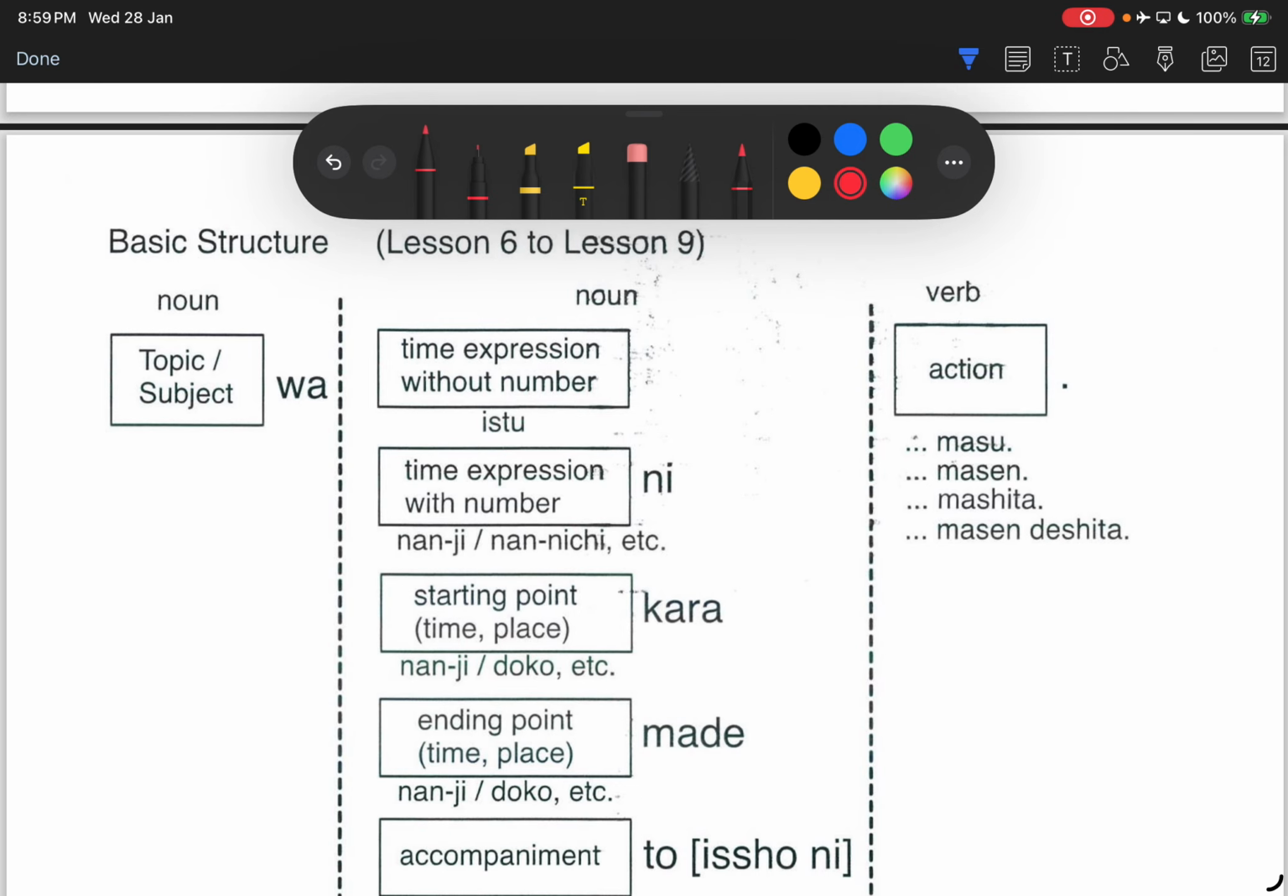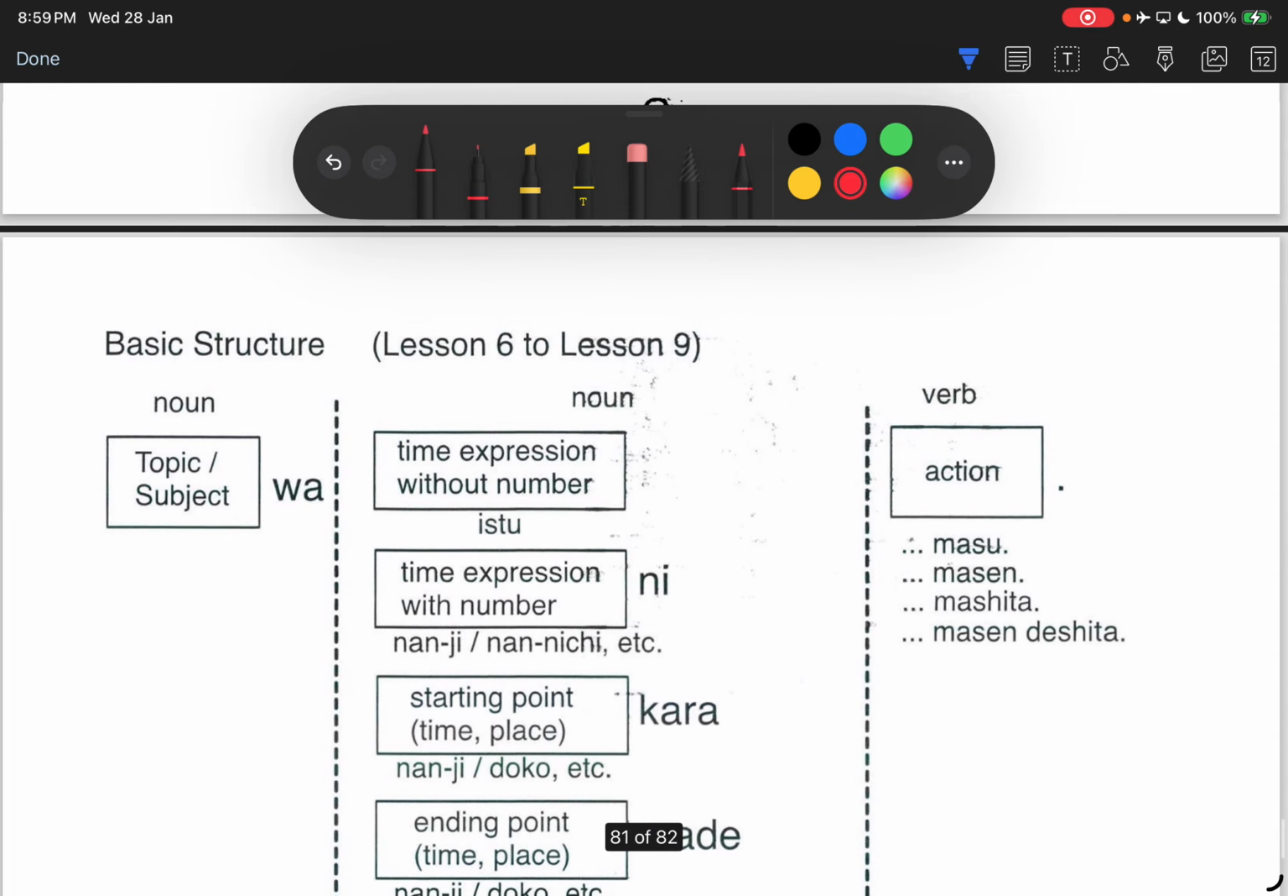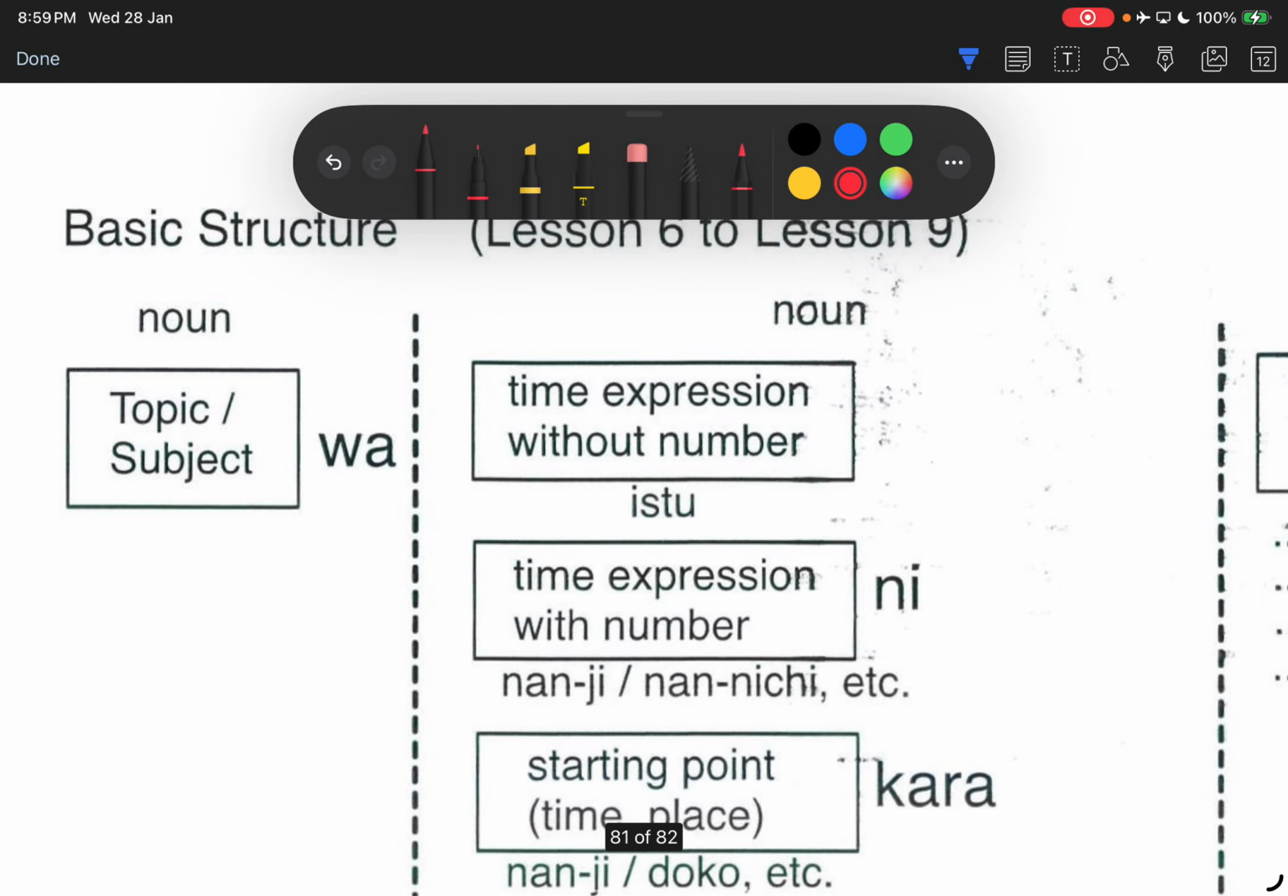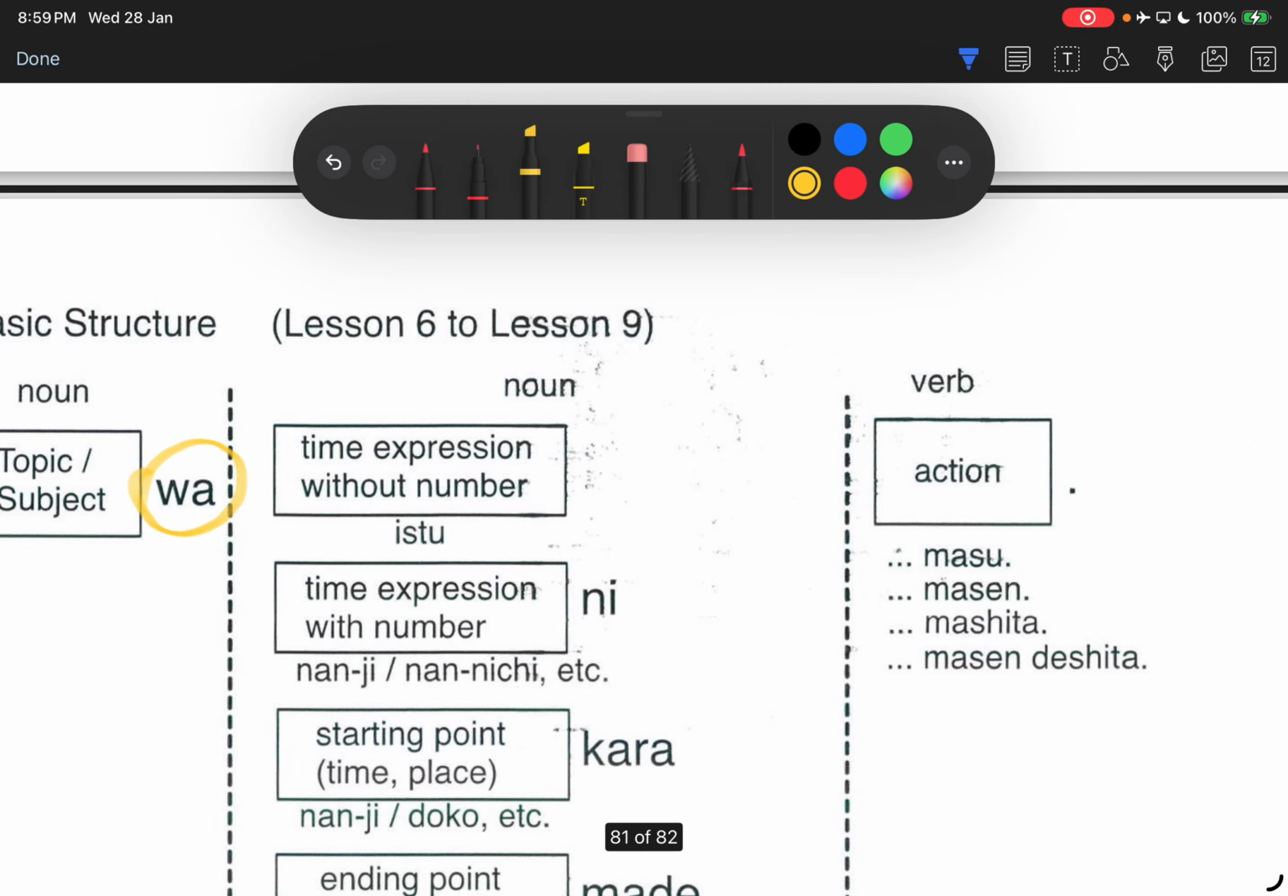So next page we have all the particles that we have learned from lesson 6 to 9. So please look carefully. I told you all the time, to start a Japanese sentence, we always start with the subject. The subject is represented by wa. And it always ends with a verb. If it doesn't end with a verb, then it ends with des. So it's either a des or a verb.